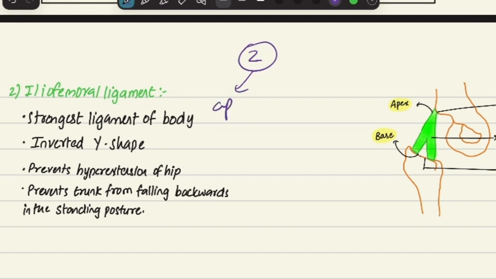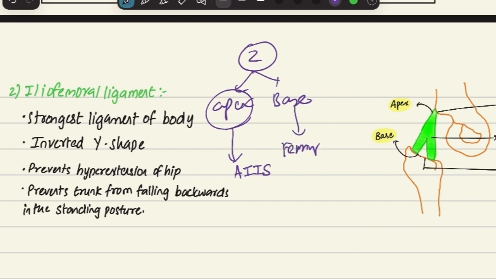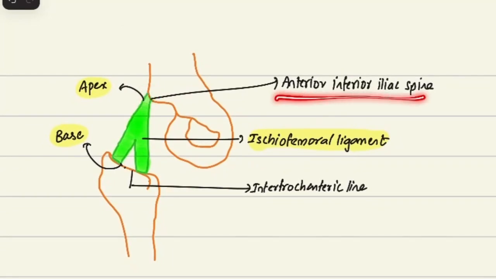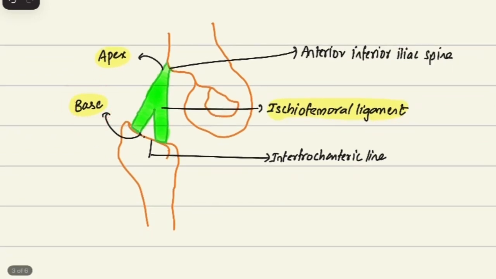It has apex and it has base. Now this apex is attached to the anterior inferior iliac spine, whereas the base is attached to the femur. You can appreciate this in this diagram here. You can see, this is the apex, it is attached to the anterior inferior iliac spine, whereas the base is attached to the femur at the level of the intertrochanteric line.